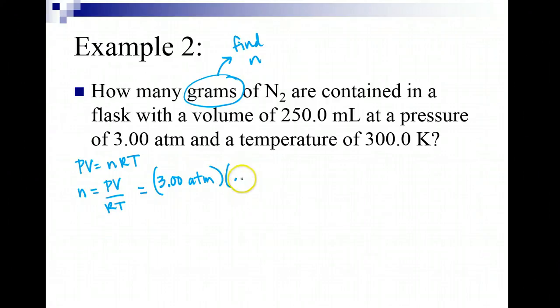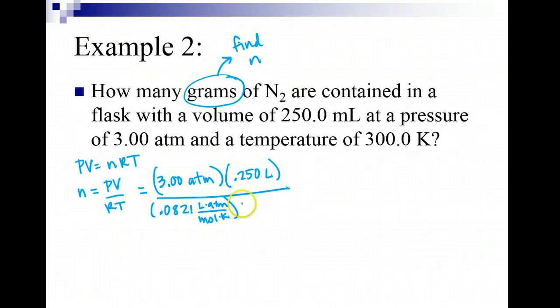So that would be 0.250 liters. The R value, I need to use the R value with atmospheres, so 0.0821 liter atmospheres over moles Kelvin. And the temperature will be 300 Kelvin.